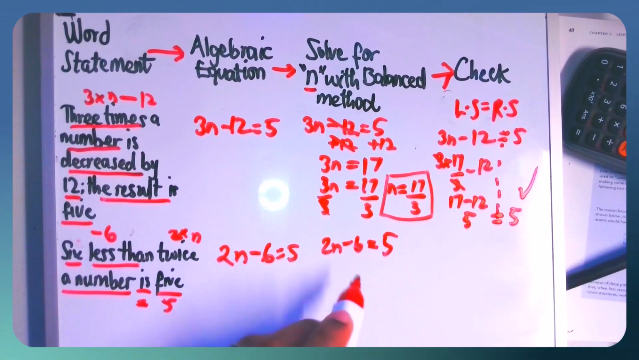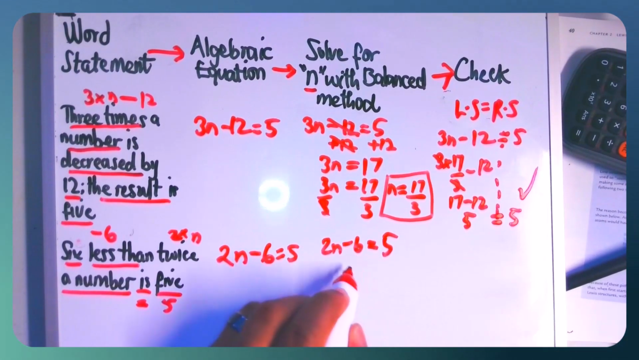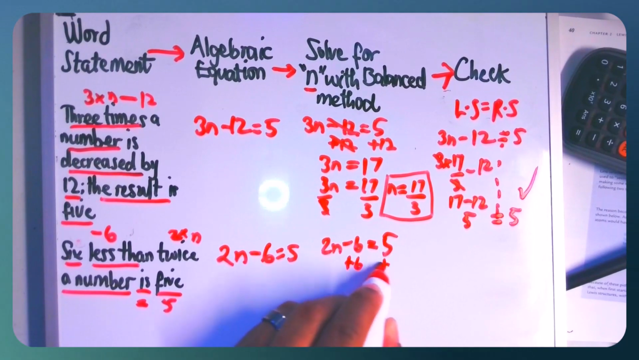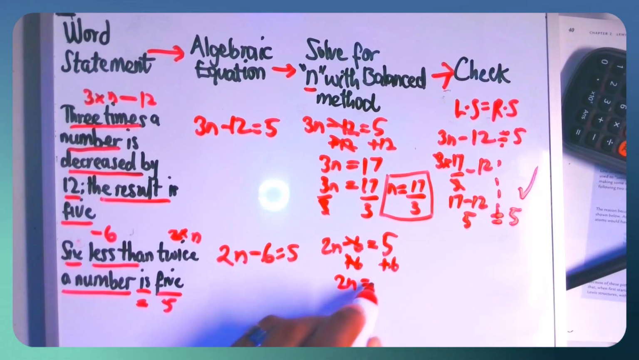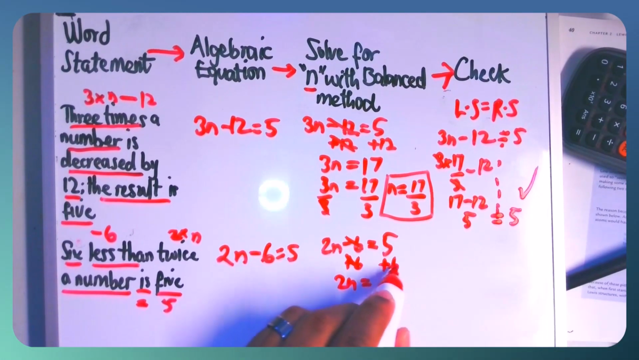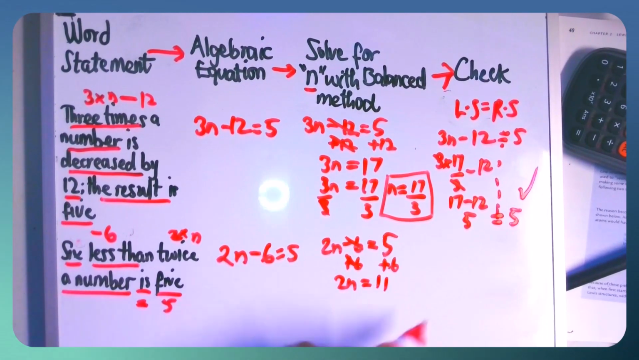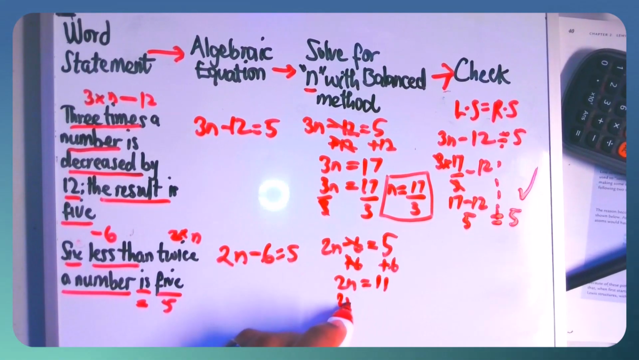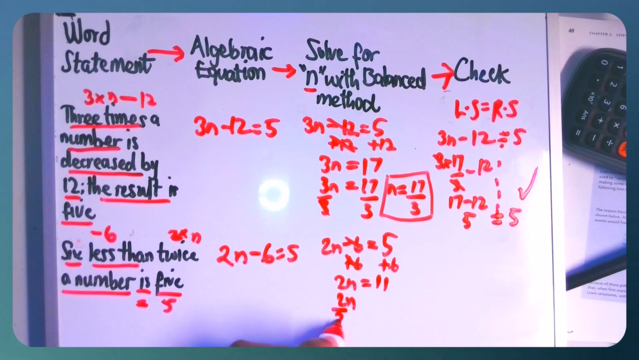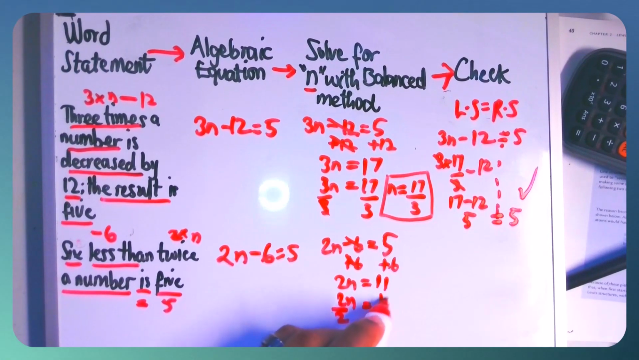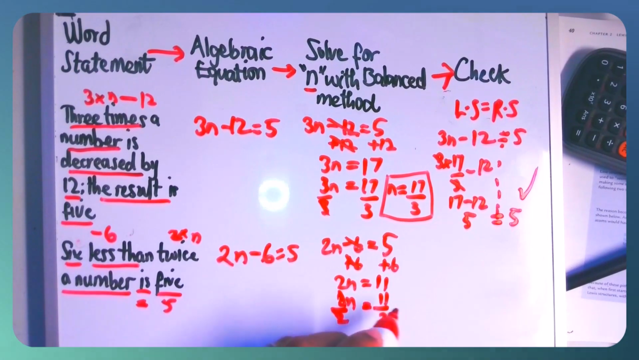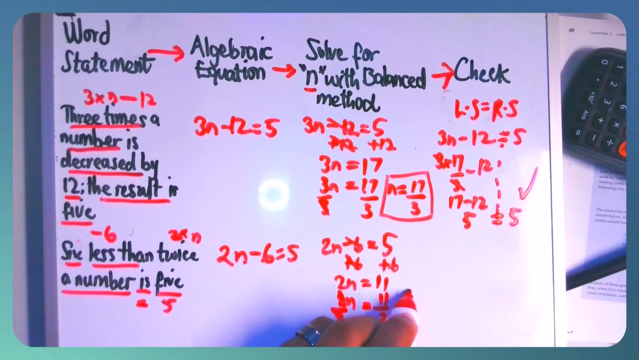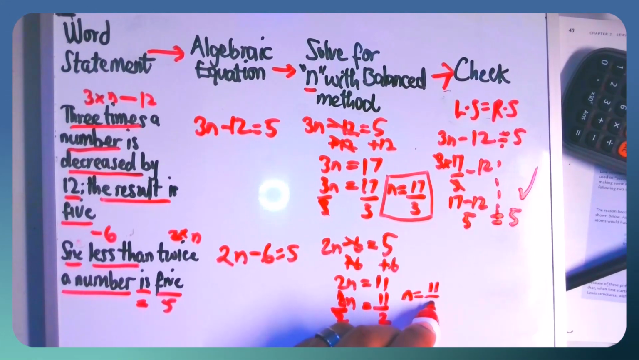And so here, because we are subtracting 6, the opposite will be add 6 to both sides. Therefore, this cancels out. We are left with 2n equals 5 plus 6, which gives you 11. Therefore, our final step here is to divide both sides by 2. So in this case, 2n divided by 2. And on the right side, we're going to have 11 divided by 2. 2 divided by 2 gives you 1. And the final step here shows that our n is equal to 11 over 2.